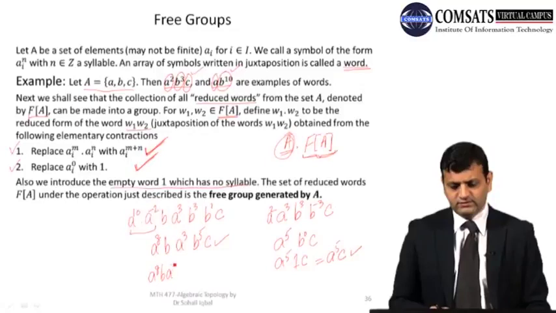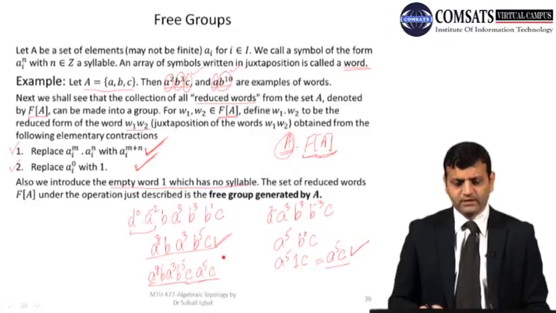So just like this, b raised to power 5, c, a raised to power 5, c. So I have written this word and this word. This new word is basically the multiplication of this word and this reduced word. Okay, so under this operation the set of reduced words form a group.